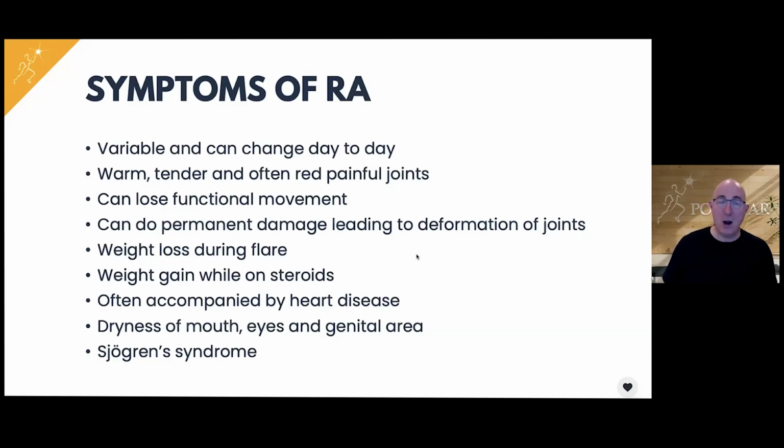Often accompanied by heart disease. I mentioned there's also a valve disorder that accompanies this when it gets pretty bad. Dryness of the mouth, eyes, and genital area, and Sjogren's syndrome. Sjogren's syndrome is that dryness in the mouth, dryness in the eyes, and often with Sjogren's syndrome, people need to have drops and mouthwashes that lubricate so that they can talk and they can eat and they can engage their normal daily life.